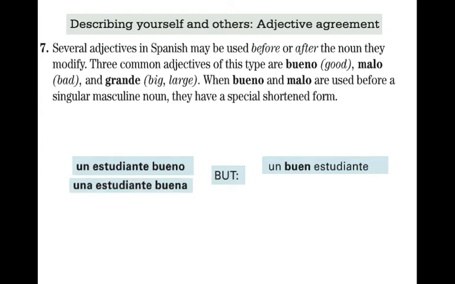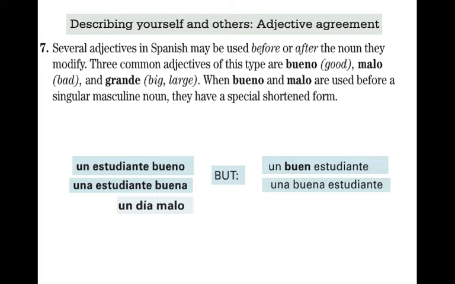Similarly, repitan por favor. Una estudiante buena. But una buena estudiante. So it's only when bueno is in front of the masculine noun that it truncates, shortens to buen. Buena, in the feminine form, stays the same whether it's in front or behind the noun.